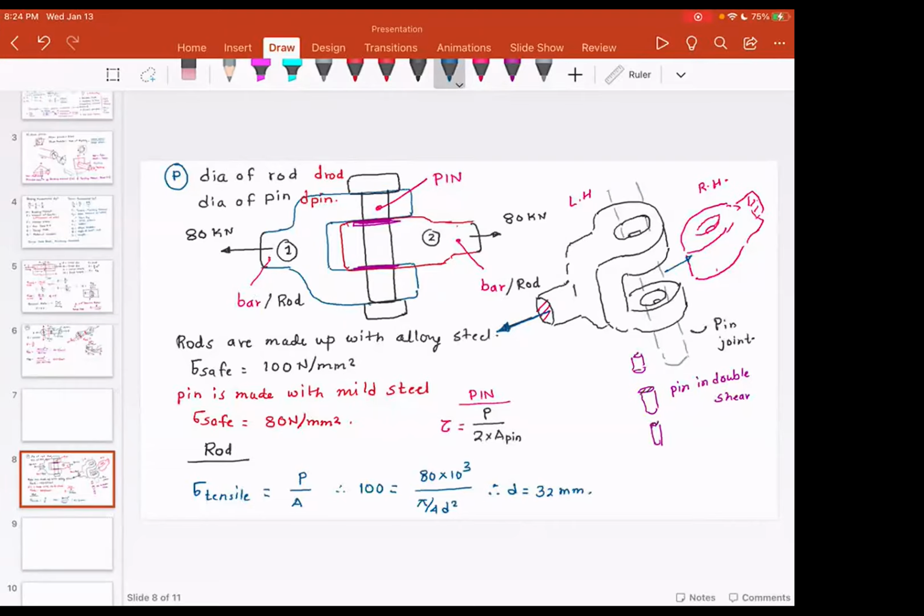Now, what I'm going to do is substitute: tau is equal to 80 times 10 to the power 3 divided by 2 multiplied by pi by 4 times the diameter of the pin squared. And when you solve this problem, you are going to get the diameter of the pin. My answer for the diameter of the pin is 26 millimeters.